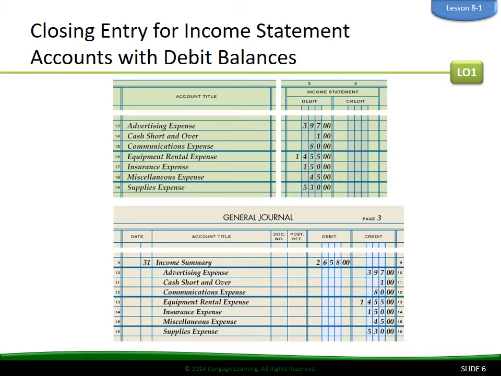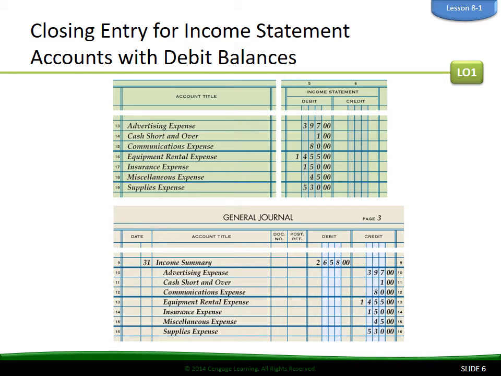Now, if you had an actual worksheet here, underneath here it would show you the total amount for the expenses. If you added those up, it would be this amount right here, the $26.58. So taking your advertising expense all the way down to your supplies expense, if you add up those debit values, it comes to $26.58 here. So because these are debits, our closing entry, you're going to put the date again.